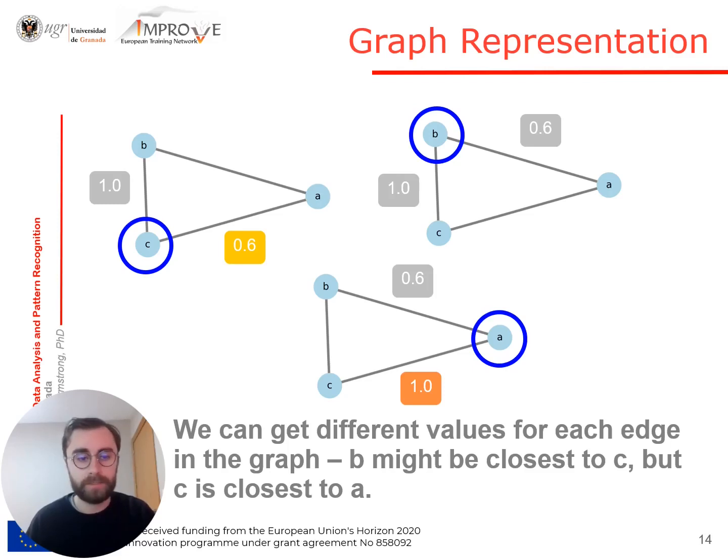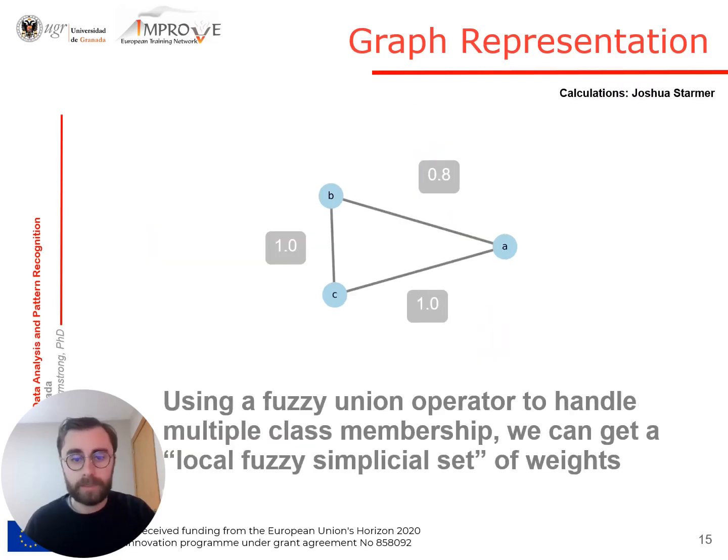So we have this sort of inconsistency in our graph representation, right? C is A's nearest neighbor, but not vice versa. So we have to reconcile that, or else this graph representation is going to become very, very complicated. And we do that using a fuzzy union operator, which basically handles the multiple class membership of each of these different vertices, right? And it is somewhat counterintuitive because now it looks like C has 2 nearest neighbors, but just bear with me. This is derived from fuzzy logic operations, and it works.